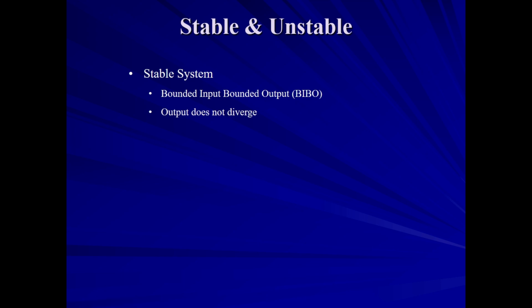Now the next one is stable and unstable system. A stable system obeys the condition that a bounded input signal generates a bounded output signal, that means BIBO, and the output does not diverge. An unstable system does not satisfy the stable system condition, that means the BIBO condition is not satisfied in the case of an unstable system.